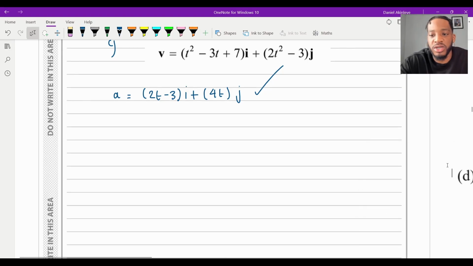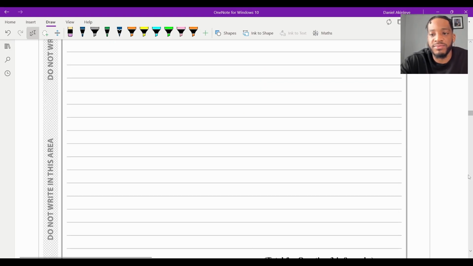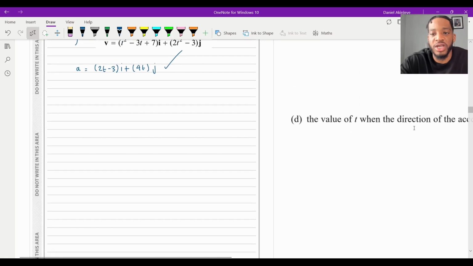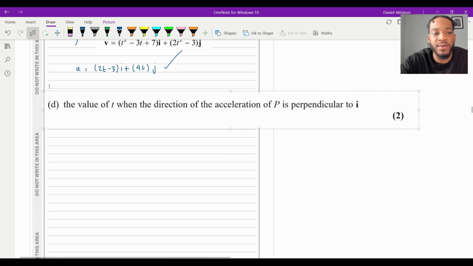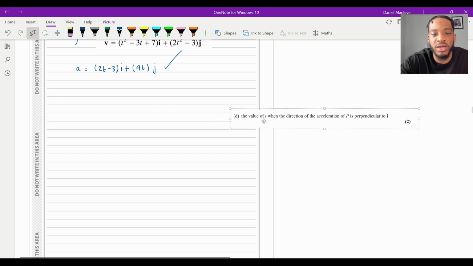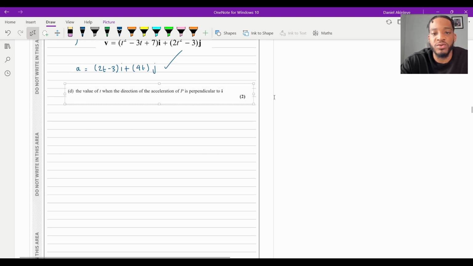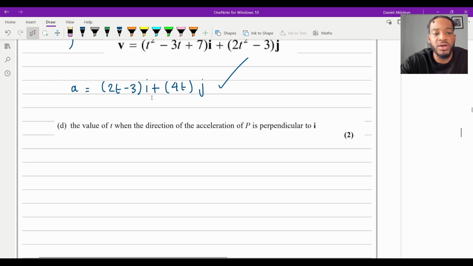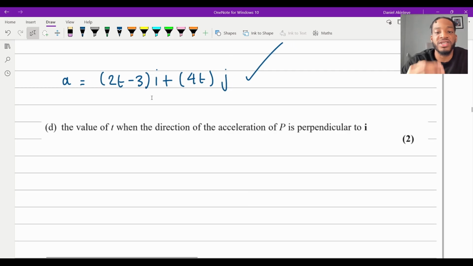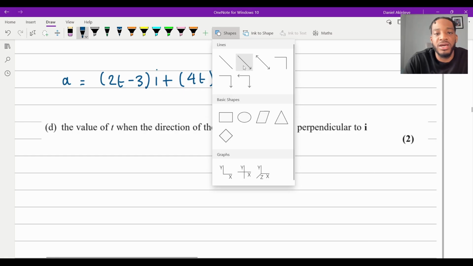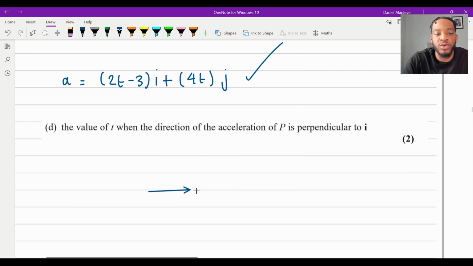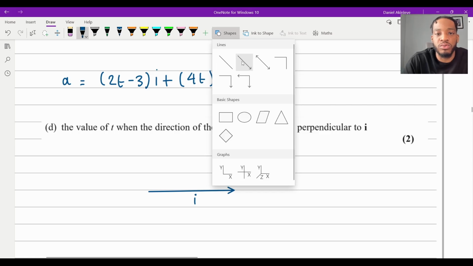So again, with these questions, especially with anything in A-level maths, just try and visualize what's going on. Always creating a picture will aid you in answering the question. So this one here, we're trying to find the value of t when the direction of acceleration of P is perpendicular to i. Well, what is i? i is just your horizontal component. i travels horizontally. If you are perpendicular to a horizontal line, you are just vertical.